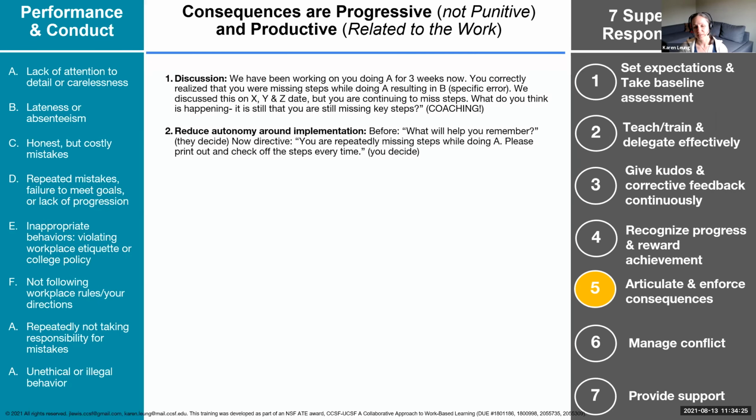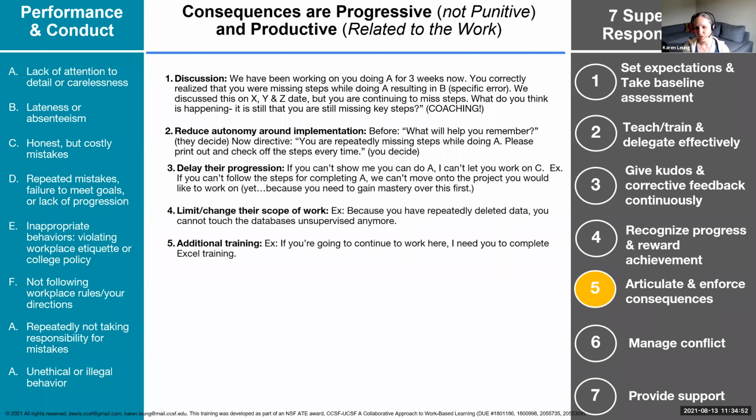So consequences, if there's an initial indiscretion, a lack of expectation met or lateness, absenteeism, it should start with a discussion, coaching, support, right? Finding out what's going on. The second step, and maybe after it happens a second time, is reducing autonomy and implementation, which is saying, okay, I'm taking over how you're going to do this in an effort to try and improve that process going forward.